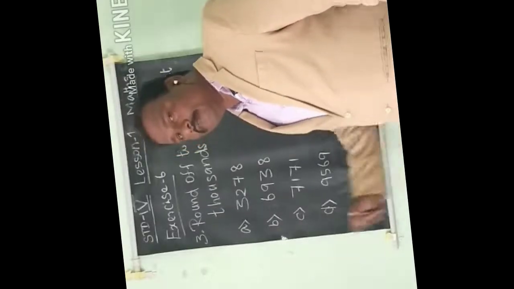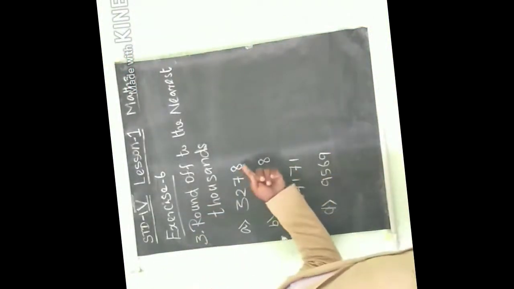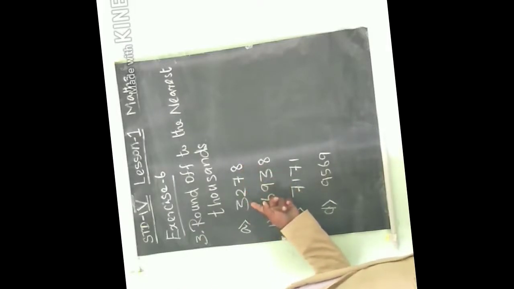Okay, students, let me see the third sum. Round off to the nearest 1000. So first we have to find out the place value. First we take sum A, ones, tens, 100, 1000. So this is the 1000 place. The question is nearest 1000, so this is the 1000 place.